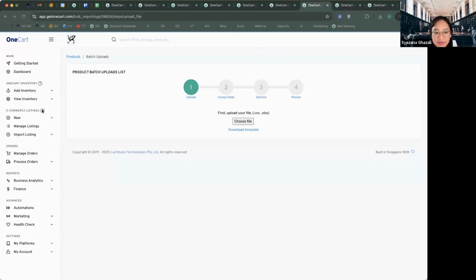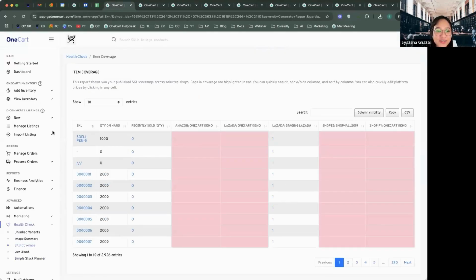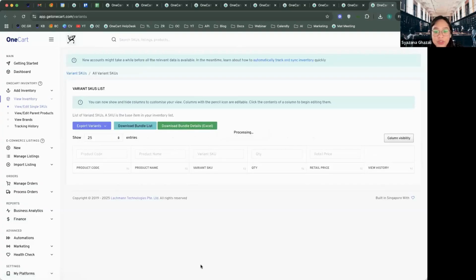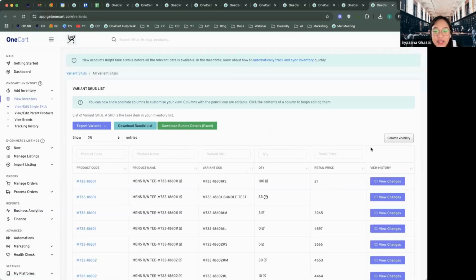Basically, OneCart inventory means whenever you go into your SKUs here, you are able to see the cost price. When I say inventory, it's just together with the other information of your inventory. Usually when we want to quickly upload your SKUs in OneCart, we only have product code, product name, variant SKU, quantity, and retail price.